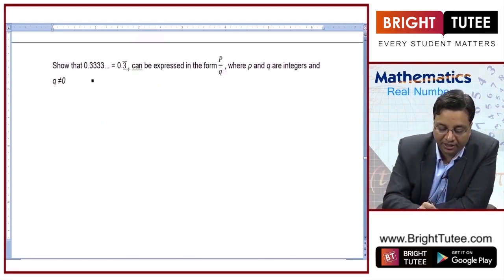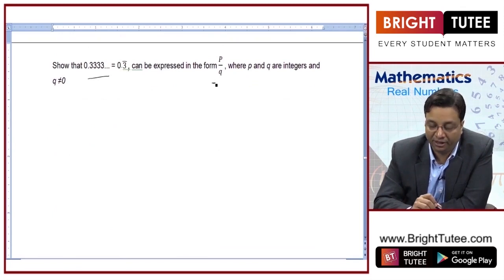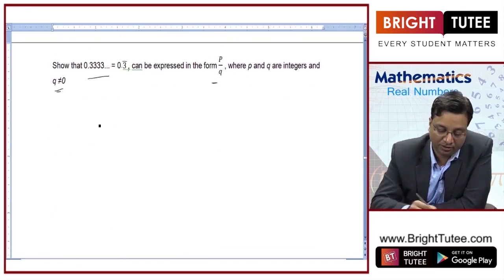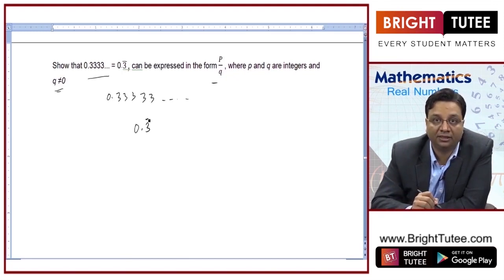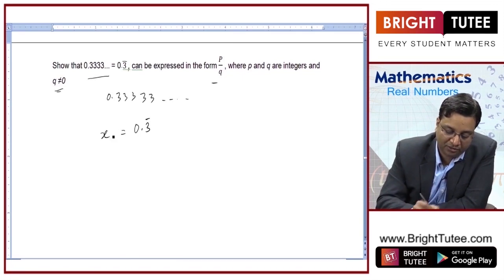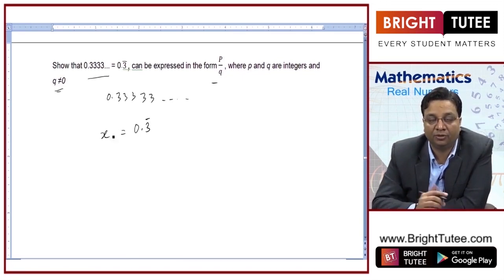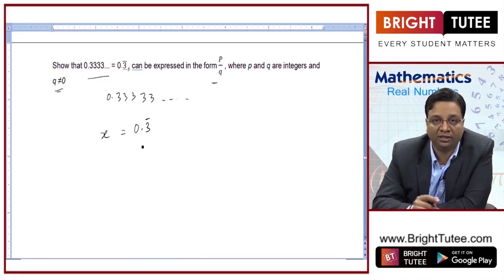Show that this number can be expressed in the form of P by Q, where P and Q are integers and Q is not equal to 0. Now the number that we have is 0.33333 and it continues like this. So we put a bar on the repeating part, that is 3. Now let us assume that this number is equal to x. Okay. This is the process that we will follow in such kind of repeating numbers to write them in P by Q form. I assume that number to be equal to certain variable or alphabet. I have taken x here. If x is equal to 0.3 bar, now look at this.